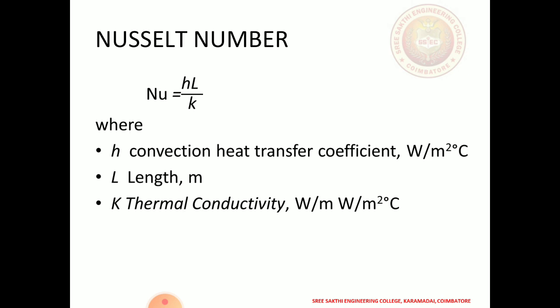The Nusselt number is defined as the ratio of heat flow by convection under a unit temperature gradient to the heat flow rate by conduction under a unit temperature gradient through a stationary layer of thickness L meter. That means Nu equals h L by k, where h is the convection heat transfer coefficient, L is length, and k is thermal conductivity. The Nusselt number is a convenient measure of the convective heat transfer coefficient. For a given value of the Nusselt number, the convective heat transfer coefficient is directly proportional to the thermal conductivity of the fluid and inversely proportional to the significant length.